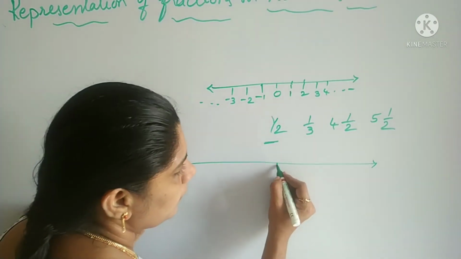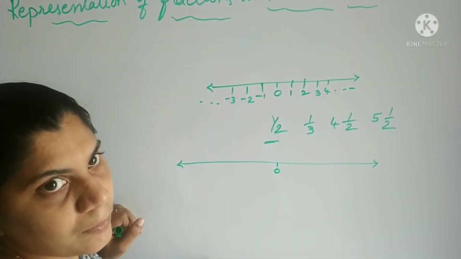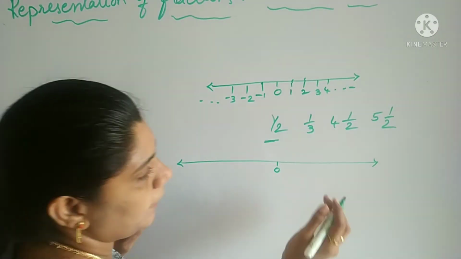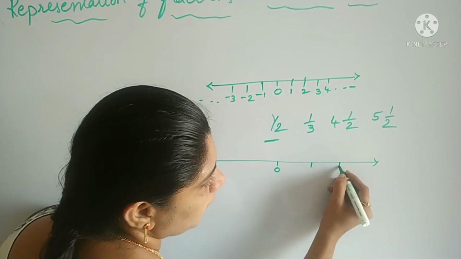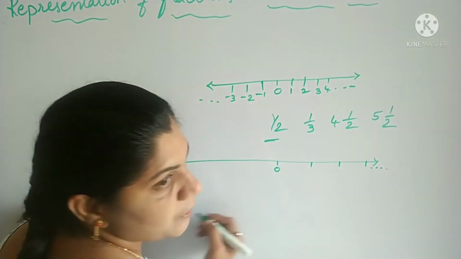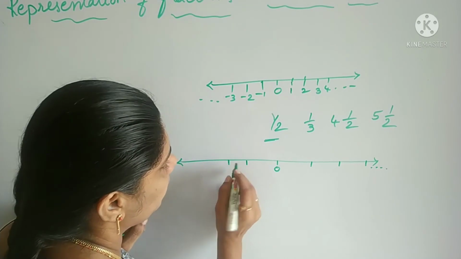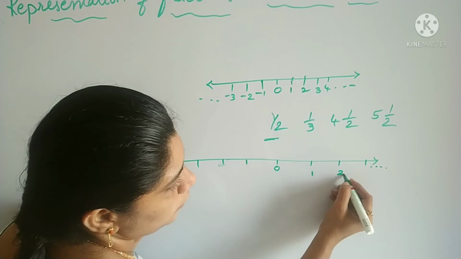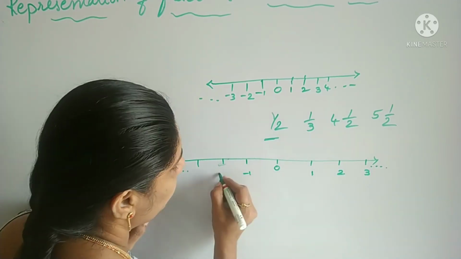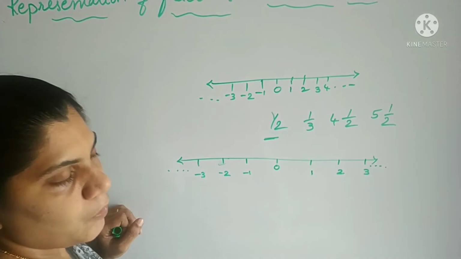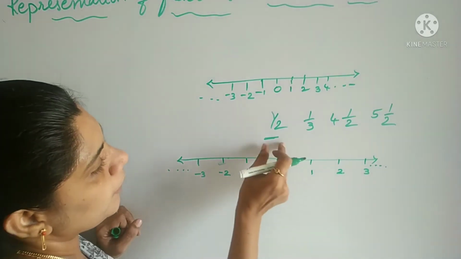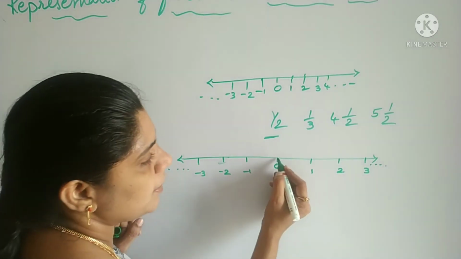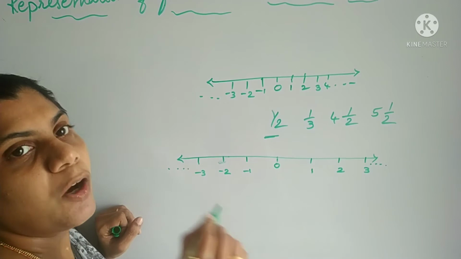In between, the number will be 0, and we have to divide this number line into equal parts. So first part, second part, third part, and so on numbers will be there, and this side also equal parts, and so on. 1, 2, 3, minus 1, minus 2, minus 3. So in this number line we have to represent 1 by 2. I will denote these points also with some alphabets.